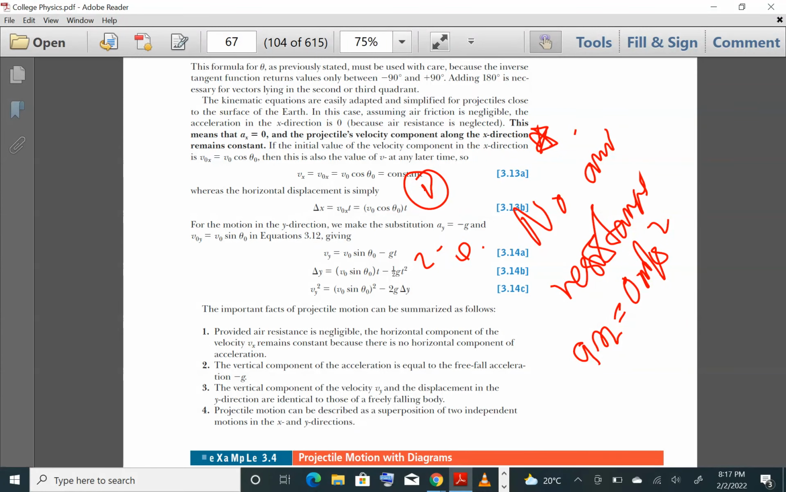directions. What they're basically telling us is that when we look at a projectile motion, it's just like two different independent motions occurring in the x and y directions. Reason being, what happens in the horizontal does not affect the vertical, and vice versa.